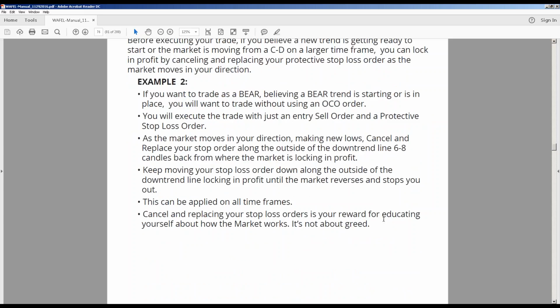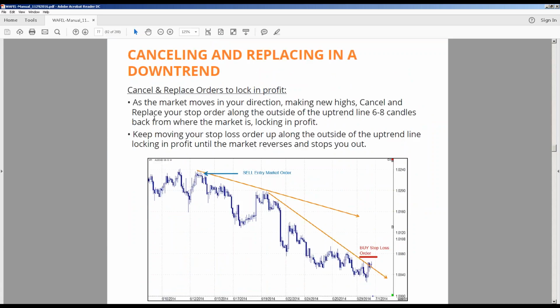Cancel and replacing your stop loss order is your reward for educating yourself about how the market works. It's not about greed. So there we go. As the market moves in your direction making new lower highs, cancel and replace your stop order along the outside of the downtrend line, 6 to 8 candles back from where the market is. So if I enter the market over there, I can draw a very aggressive downtrend line and start moving my stop along the outside of that downtrend line until the market would stop me out.